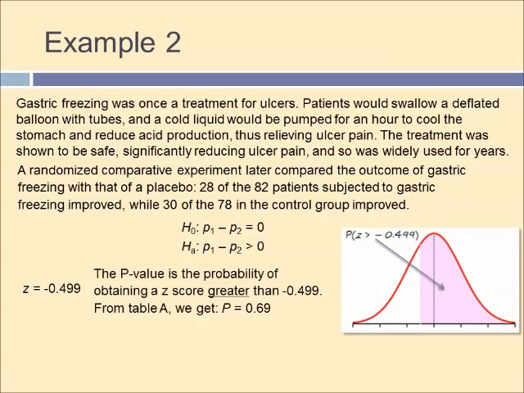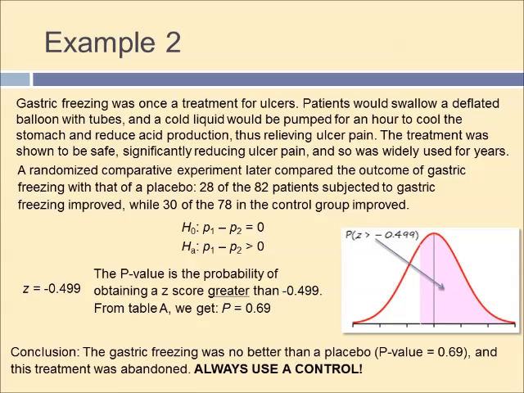Now, once again, the p-value is the probability of obtaining a z-score greater than minus 0.499. From table A, we get a p-value of 0.69. It's shown in the shaded region on the normal curve. So the gastric freezing was no better than a placebo, and the treatment was abandoned.